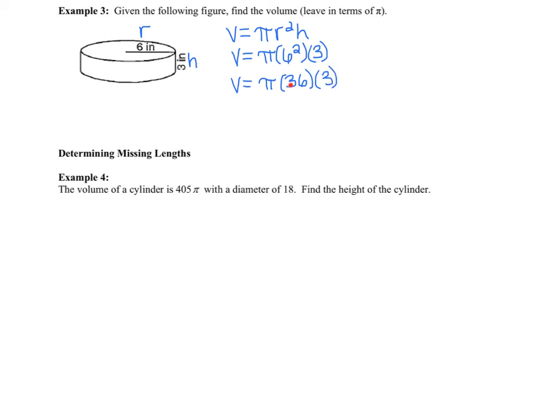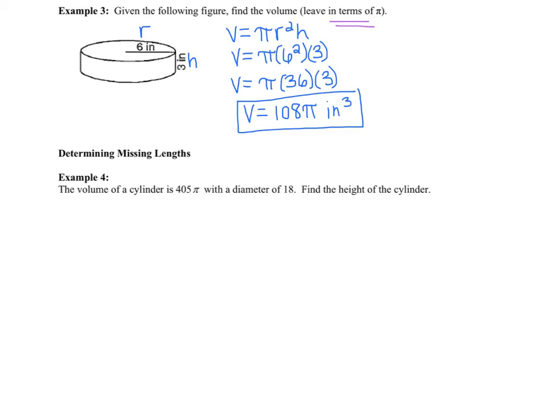Next step is to multiply 36 times 3. So volume equals 36 times 3 is 108. And then times pi. And it says leave in terms of pi. We're leaving it in terms of pi. So therefore, that's our answer. And we're going to label it inches cubed. So sometimes you will see the question state, leave it in terms of pi, and that is what it means when you leave it in terms of pi.